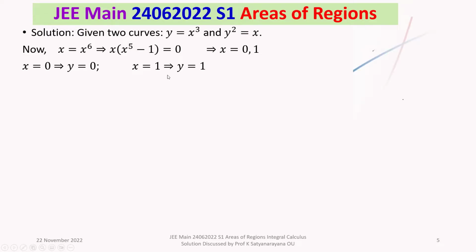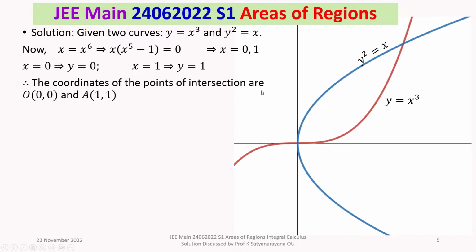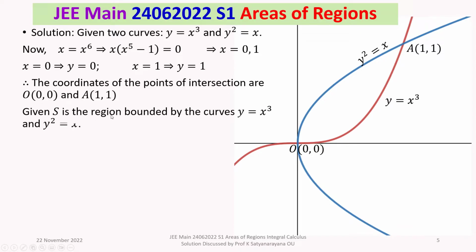So let's look at the diagram. This is the blue curve, that is y square is equal to x, the parabola, and the red one, y is equal to x cube. They intersect. So the coordinates of the points of intersection are the origin O 0, 0 and A with coordinates 1, 1. Now given S is the region bounded by the curves y is equal to x cube and y square is equal to x. So this is the region S.